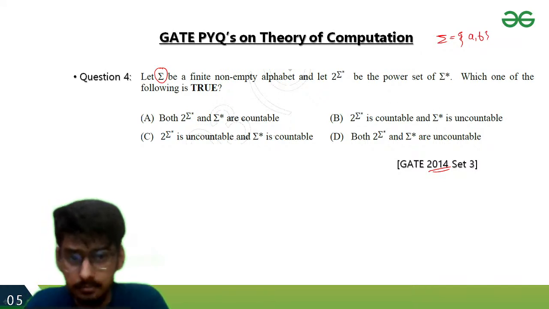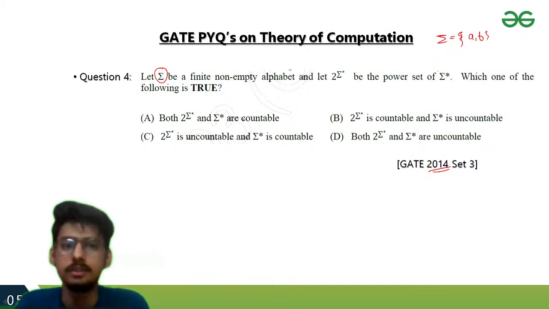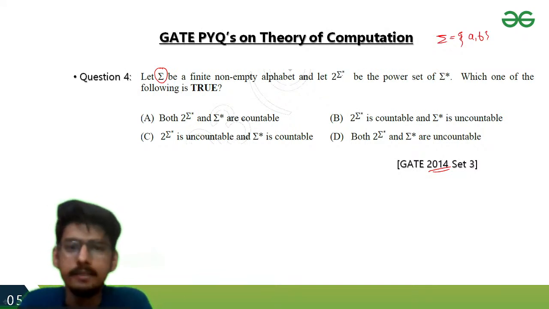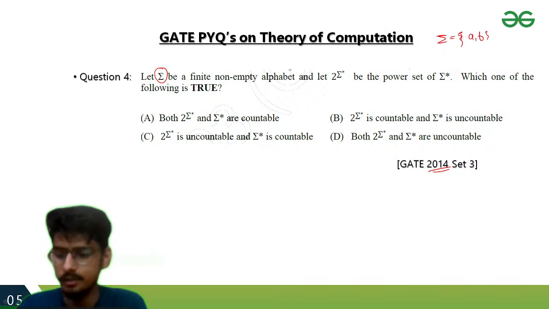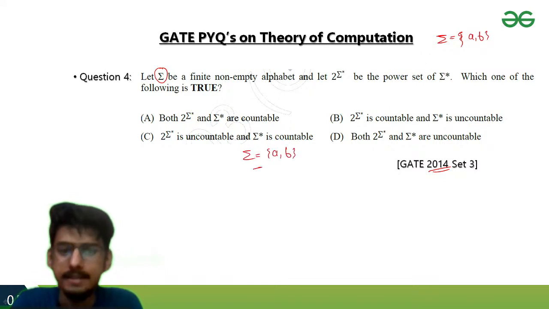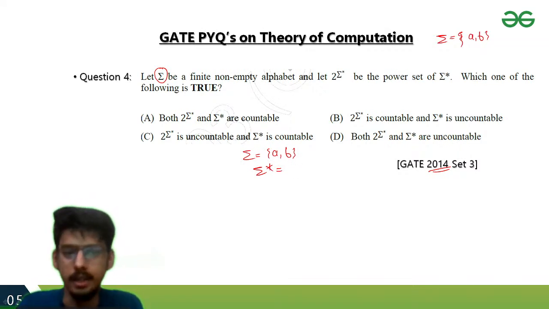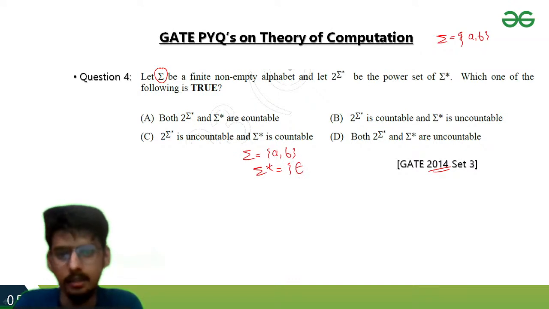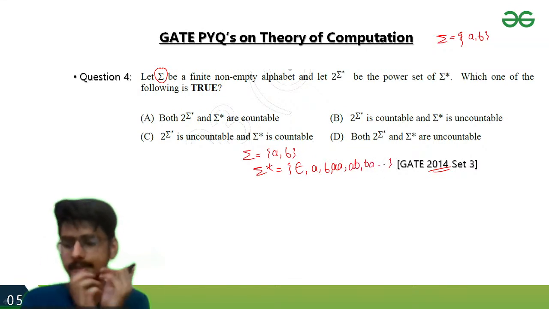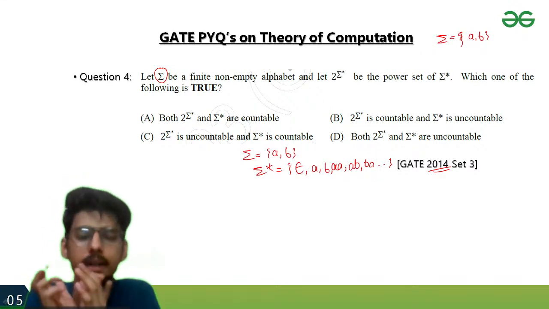So basically, which one of the following is true? Sigma equals {a, b} and 2 to the power sigma star. So this is the power set of sigma star. What is sigma star? If I have sigma equals a comma b, then sigma star is the set of all the strings possible over a comma b. What can those strings be? Either epsilon, or a, b, ab, ba, and so on. It can go on. So sigma star is the set of all the possible strings over a comma b.